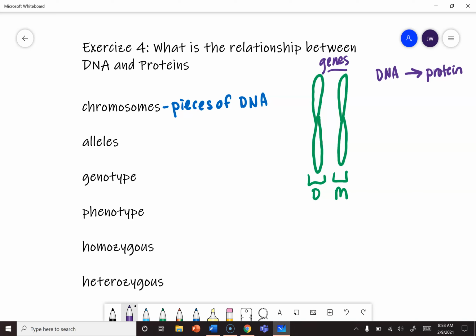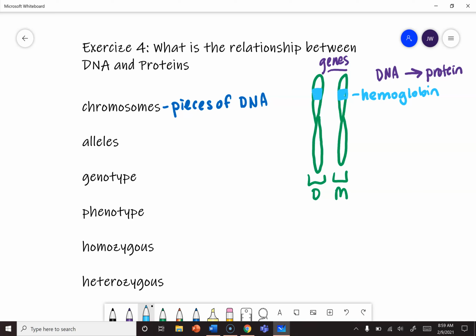So genes are specific regions that encode a particular type of information. Now, in this case, we're going to say that this is the gene for hemoglobin. So hemoglobin is the molecule in our blood that binds oxygen. So the purpose of our blood is to move oxygen from our lungs out to our other muscles and tissues that need to use that oxygen.